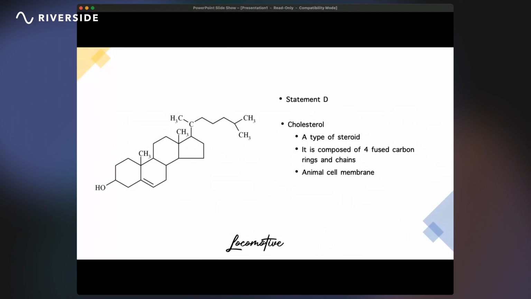Steroids are lipids characterized by a carbon skeleton consisting of 1, 2, 3, 4 fused carbon rings, and different steroids have different side chains. So we are going to discuss cholesterol, so you can see the side chains, and other steroid molecules have different side chains, and their functions depend mainly on the different functional groups attached.